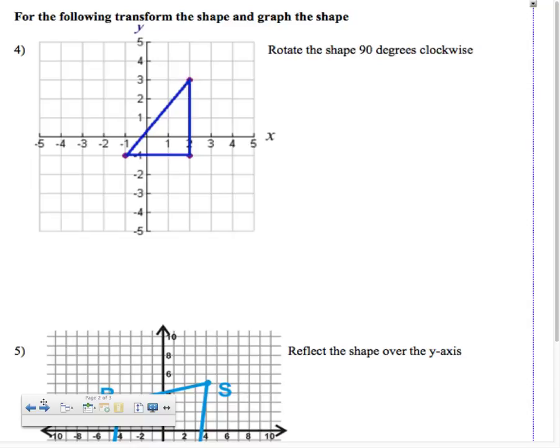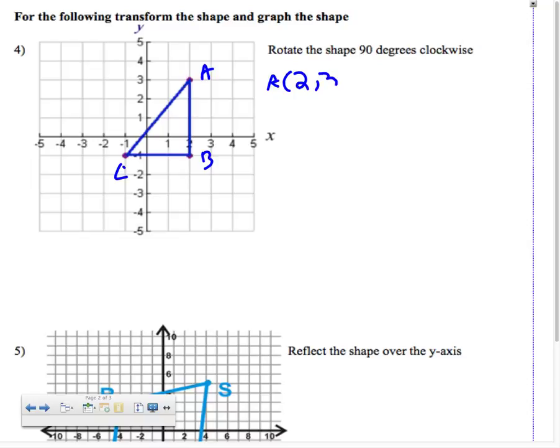The next one is the same thing, just dealing with the graph. So I'm going to label these real quick: A, B, C, just so I have something to refer to. So I want to rotate this 90 degrees clockwise. When you want to rotate a figure, all you have to do is look at the vertices, the corners. That's what vertices are, corners. If you can do the transformation on the corners correctly, then the whole shape will move like you want it. So we're going to focus on the corners A, B, and C.